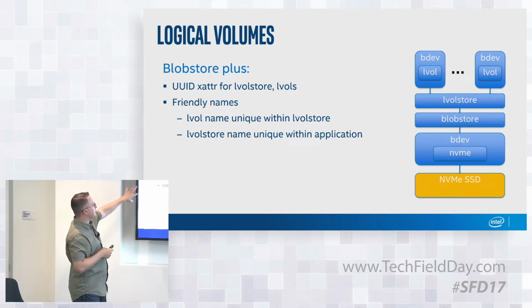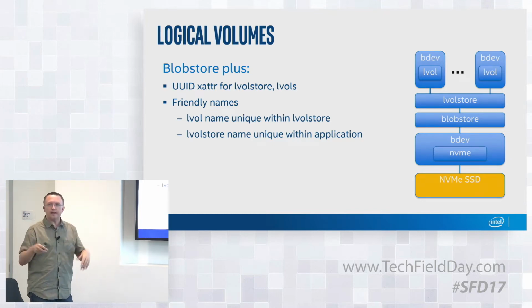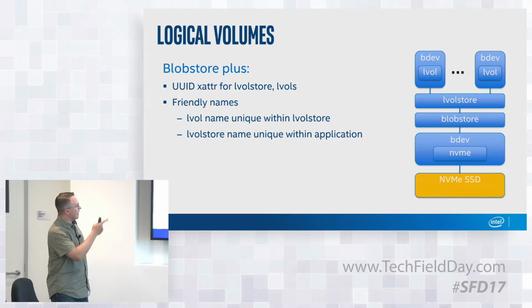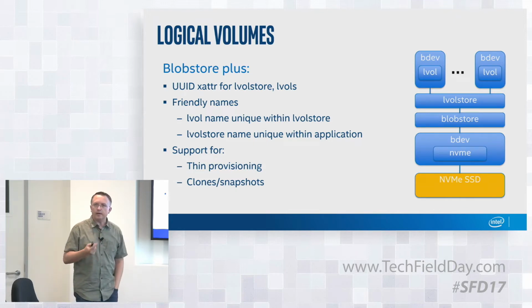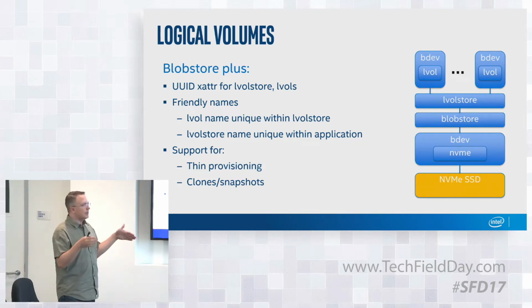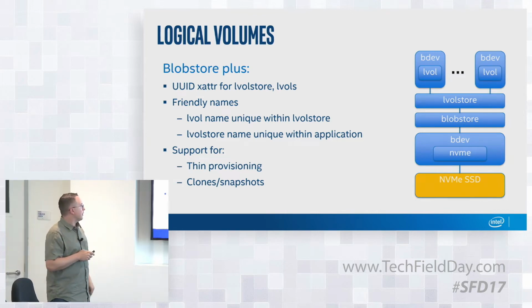Similar to what you have with LVM, you don't have to type out a 36-character string to identify it. You can save a name with it, and the name gets saved in the metadata as well. And then we've added support for thin provisioning and clones and snapshots. So workloads like VDI can work here as well, where you can have a common image, take a snapshot of it, and then create multiple clones, and they'll share that backing store.